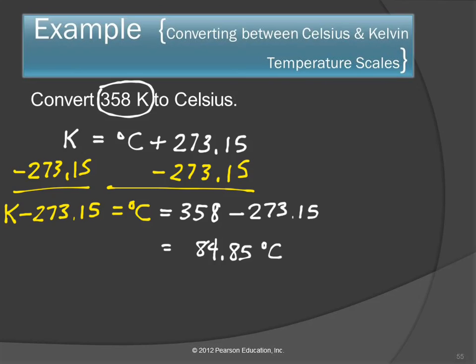Then we're always going to look at our significant figures. So the number 358 has uncertainty in the last digit, and 273.15 has uncertainty in the last digit. We're subtracting, so we're looking at number of decimal places. So this one has uncertainty in the ones place, and this in the second decimal place, hundredths. So our answer is going to have uncertainty in the ones place, right here. So we're going to round that and call it 85 degrees Celsius. Any questions?